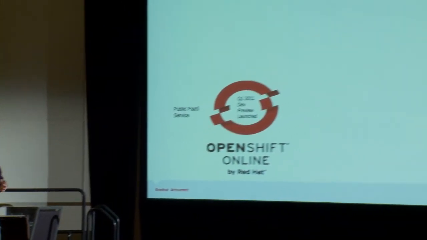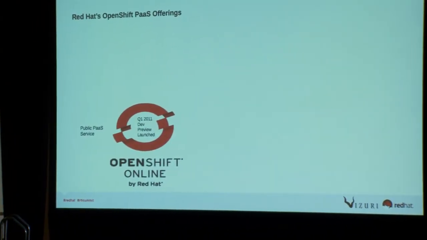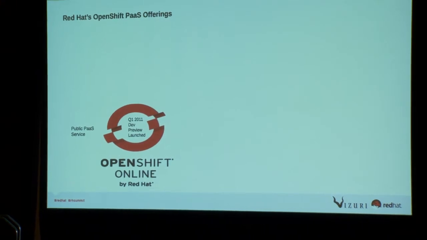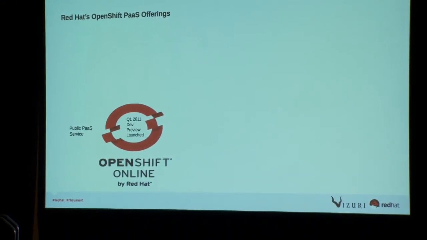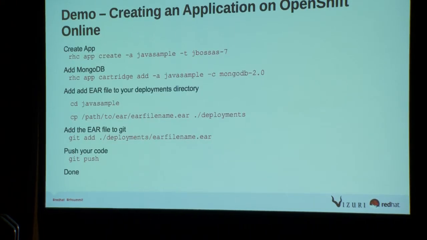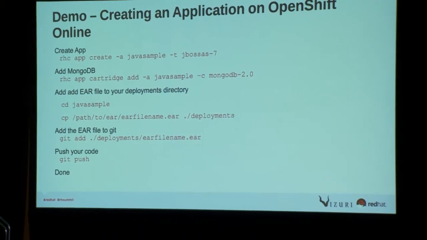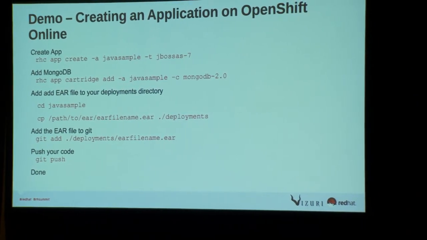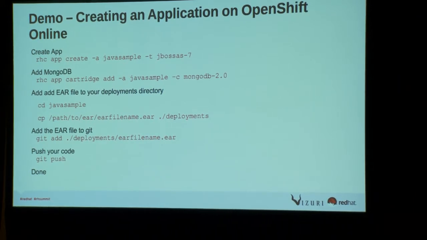Just a little bit of history: if you're not familiar with OpenShift, you can go out and start up an account today. Go to openshift.com. OpenShift Online's out there. It's been around since early 2011. Create an account and you'll get 3 gears to deploy your applications into. Doing that is as simple as creating an application with RHC app, using the command line tools.